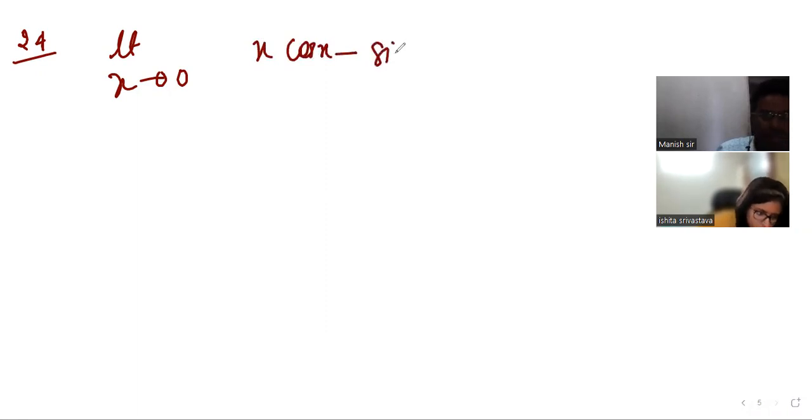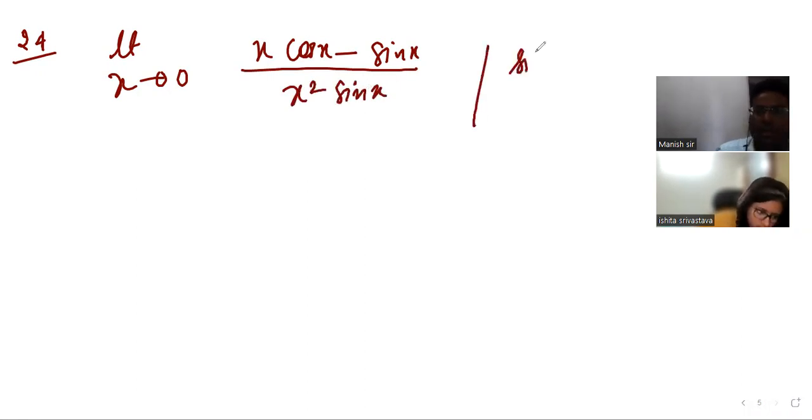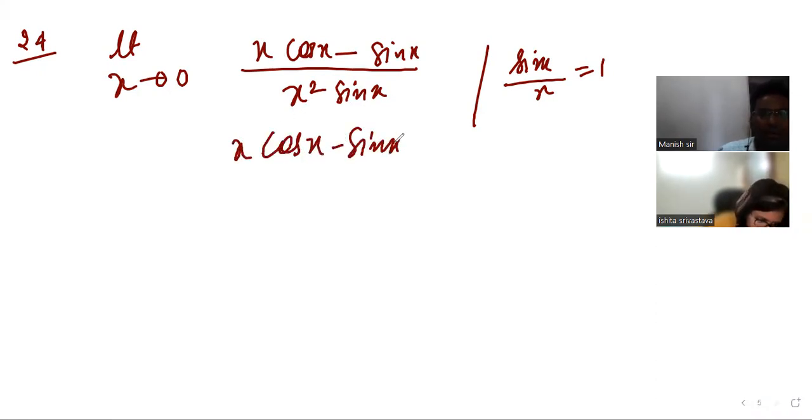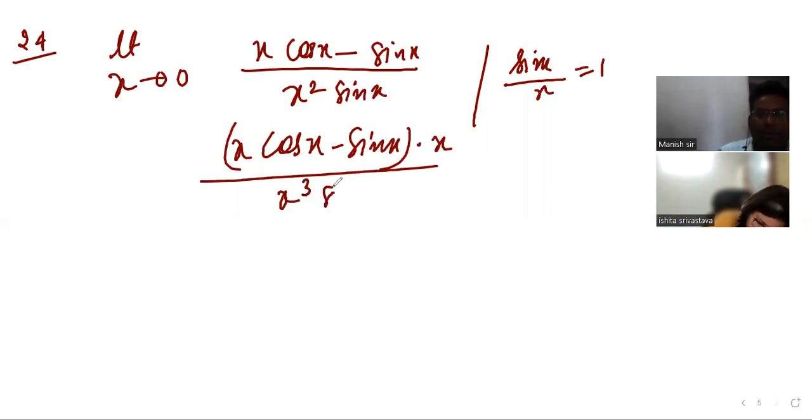So let's see 24. Limit x tends to 0. The question is x cos of x minus sine of x divided by x square into sine of x. So I will use identities like sine of x by x is nothing but 1. So this can be written as x cos of x minus sine of x. I will multiply numerator by x and denominator by x, so it will be x cube into sine of x. Right. So this will become nothing, it will be 1.